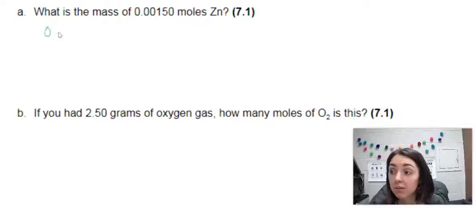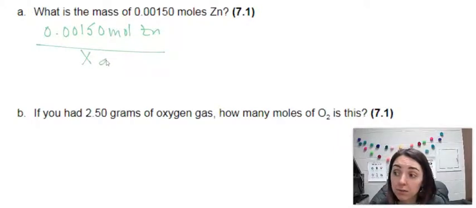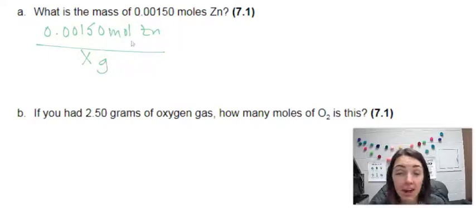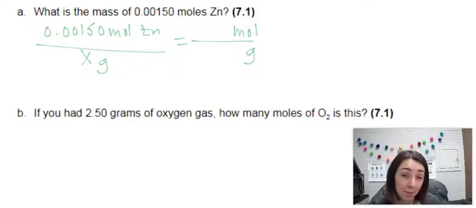So I've got 0.00150 moles of zinc. Remember, I like to take what I'm given and put it over X of what I'm looking for. I'm looking for the mass. I know that's in grams. So I'm looking for X grams. When I set up the other side of my proportion, I know grams equals grams, moles equals moles. Since it's an equal sign, your units need to be the same on the top and on the bottom.